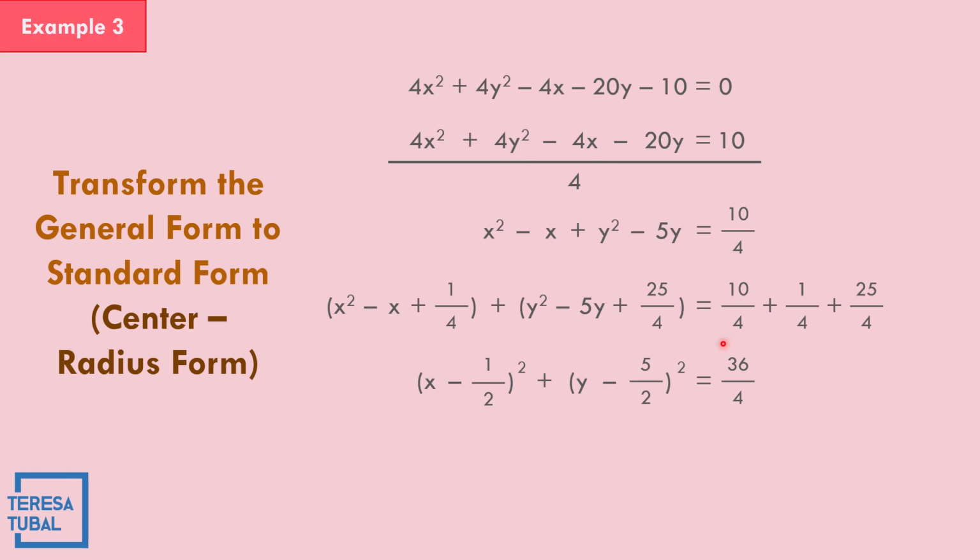We have the same denominator, so copy the denominator. So the final answer is equal to the quantity x minus 1/2 squared plus the quantity y minus 5 over 2 squared is equal to 36 divided by 4. The answer is equal to 9.